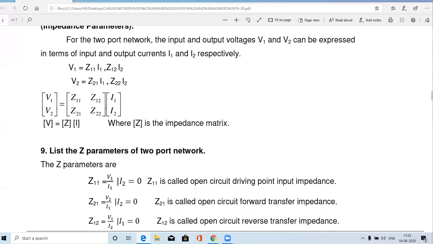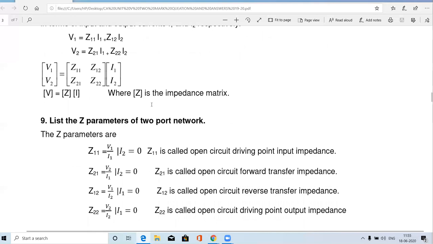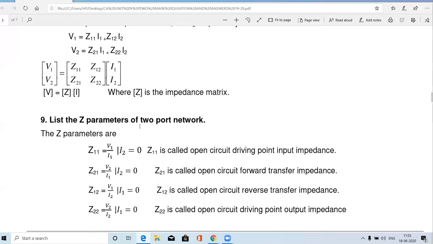Here V1, V2, I1, I2 are variables, and Z11, Z12, Z21, Z22 are called the impedance parameters. Okay, so here we list the Z parameters of the two-port network. We have to mention the 4 Z parameters. So what are the 4 Z parameters? Z11, Z12, Z21, Z22.